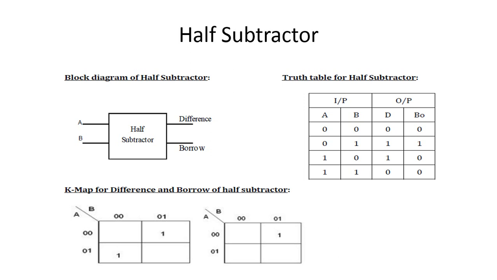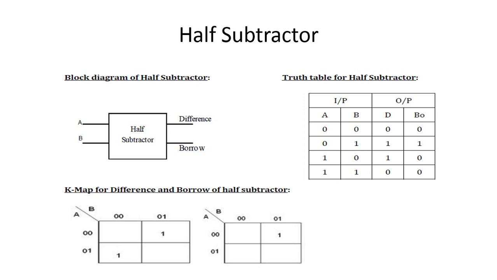For the subtraction, 0 minus 0, difference 0 and borrow 0. 0 minus 1, difference is 1 and borrow is 1. For 1 minus 0, difference is 1 and borrow is 0. For 1 minus 1, difference is 0 and borrow is 0. That is the truth table of the subtractor circuit.